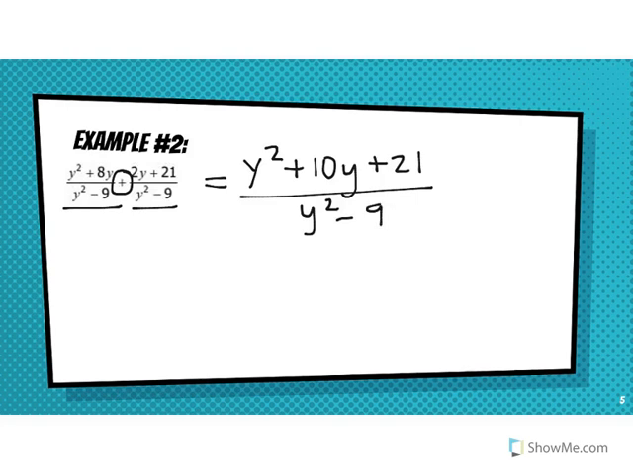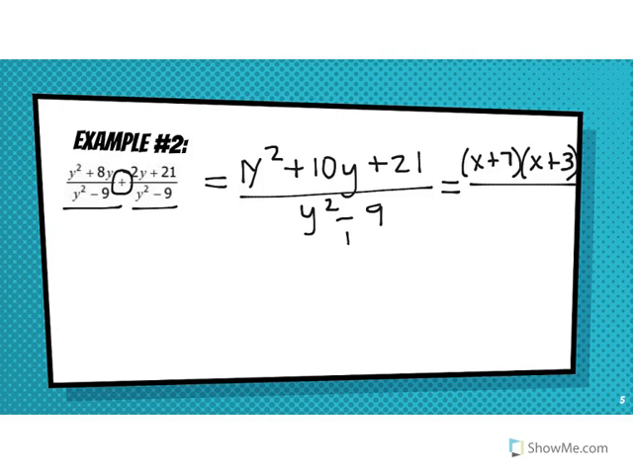So now we're going to go through and see if we can factor any of this. Whatever multiplies to 21 but adds to 10: I know 7 times 3 multiplies to 21, and 7 plus 3 is 10. Since I have a coefficient of 1 right there, I just get to write this with the parentheses like this. So here I can do x plus 7, and then I also have an x plus 3.